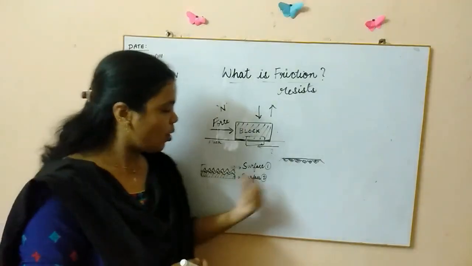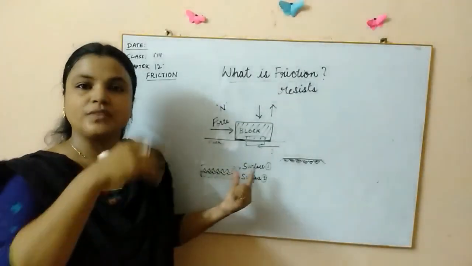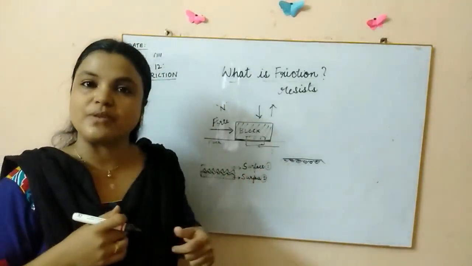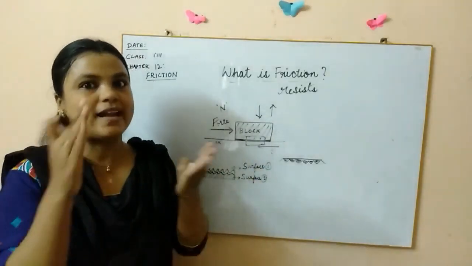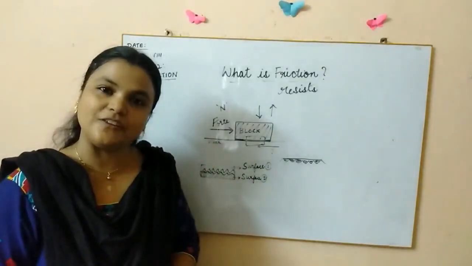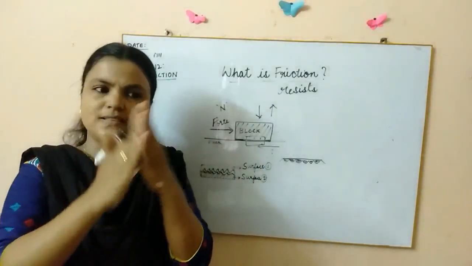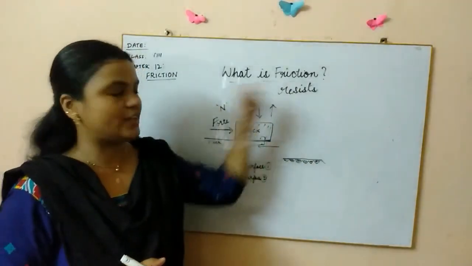So when there are no irregularities present, no uneven surface, interlocking also becomes less, so less friction is observed. That is the reason why you apply some talcum powder. Very smoothly it just slides over, isn't it? So that is about friction, children.